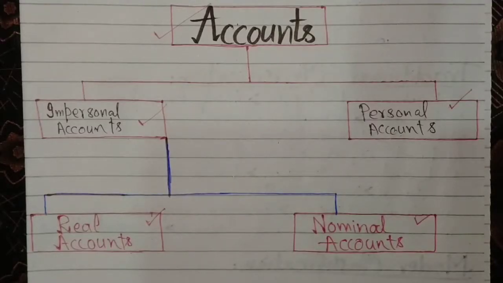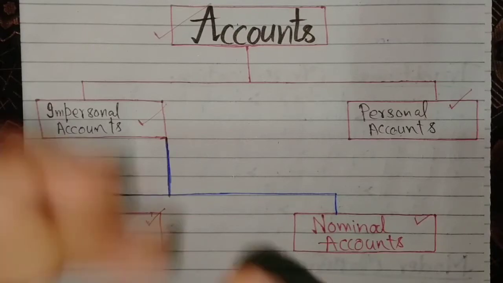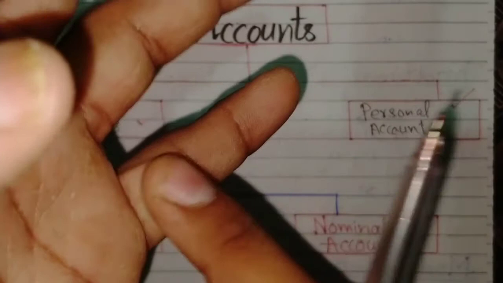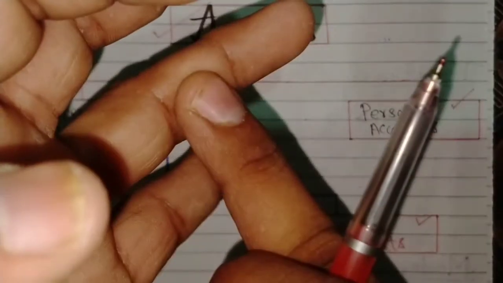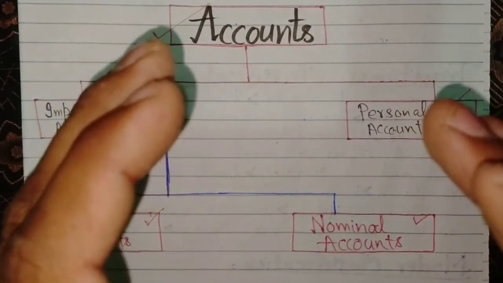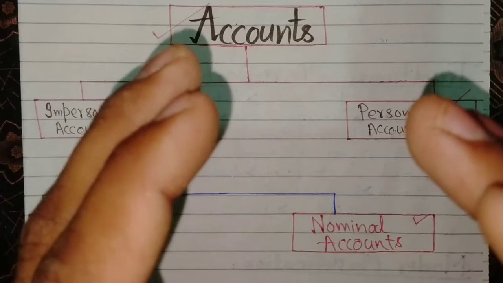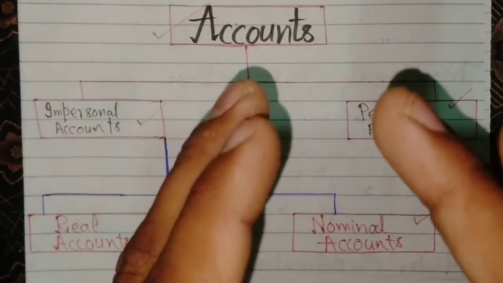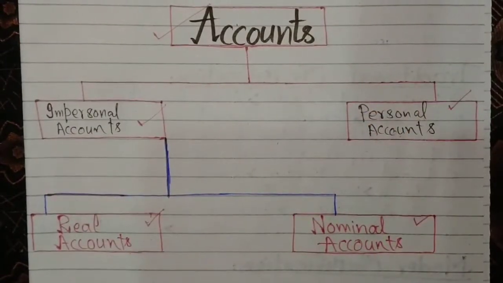Examples of real accounts are machinery account, land account, furniture account, cash account, and accounts payable account. Usually real accounts are listed in the balance sheet of the business, so they are sometimes referred to as balance sheet accounts.